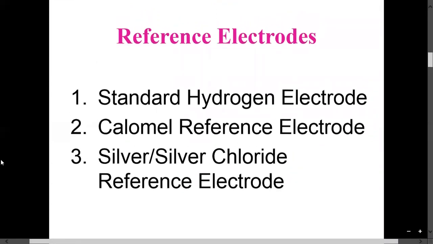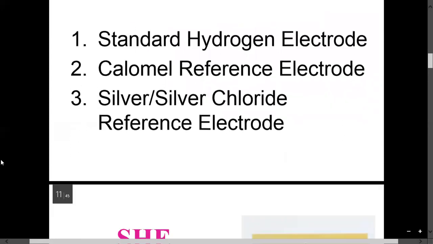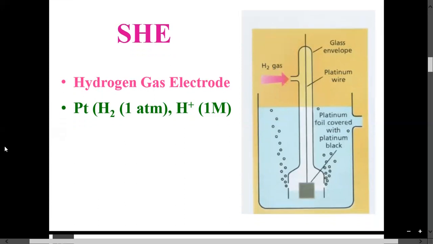Now, the reference electrodes: first is the standard hydrogen electrode. Second one is the calomel reference electrode. Third one is the silver chloride reference electrode. Now, the standard hydrogen electrode. The schematic diagram of the standard hydrogen electrode. This electrode is made up of a glass envelope, platinum wire, and platinum foil covered with platinum black. The electrode is fed with H2 gas. This is a standard hydrogen electrode.